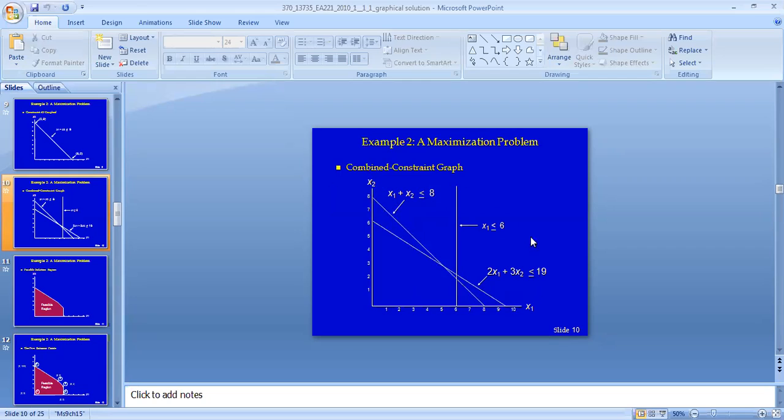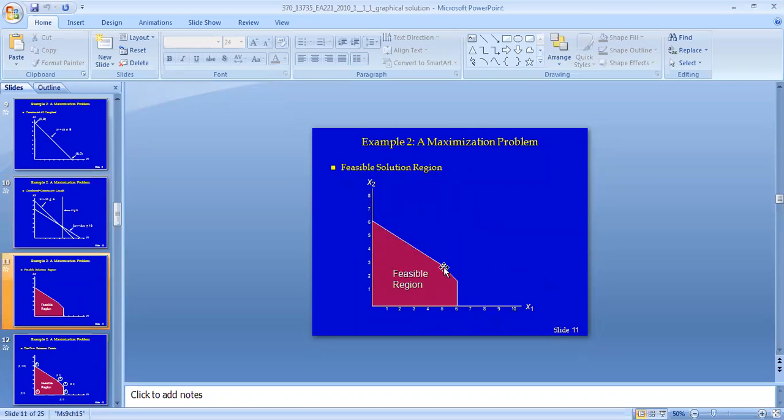After plotting the three constants in a graph, we get this type of graph. Actually here there are corner points for the maximization problem. How many corner points here? 1 2 3 4 5. These are the corner points, right? This is the feasible region for the maximization problem.